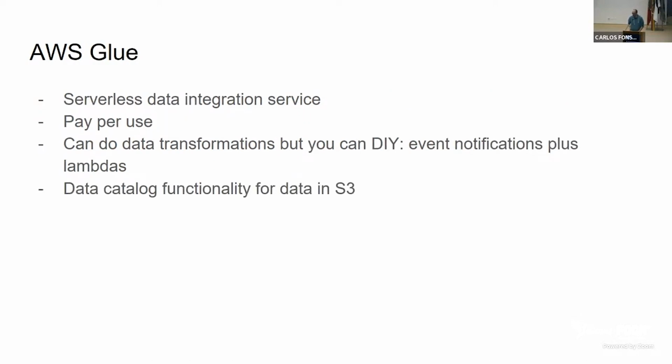Then in our pipeline, we have this service called Glue, which is a serverless data integration service. It's serverless, so it's pay-per-use. So if you don't have much data, it's very cheap, even free, maybe. You can do some transformation there. So if you require any cleansing or processing of your data, you can integrate with an interface which is based on the Apache PySpark libraries. But you can also do something yourself.